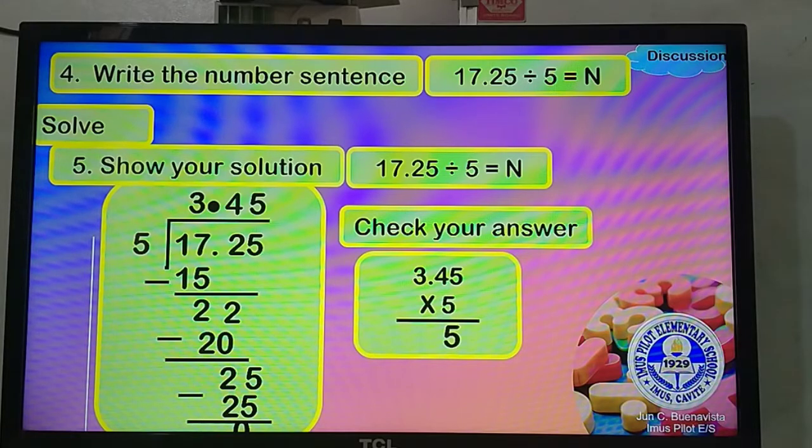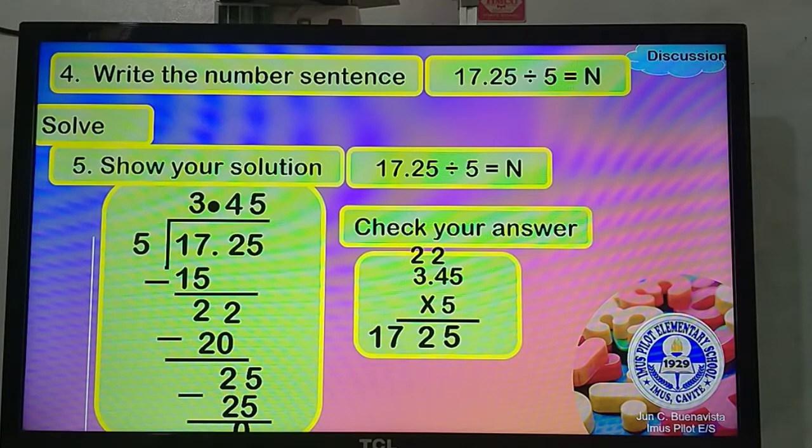Bring down 5, carry up 2. Then 5 times 4 equals 20 plus 2 equals 22. Bring down 2, carry up 2. Then 5 times 3 equals 15 plus 2 equals 17. So bring down all the numbers, the 17, since we do not have any digit left.